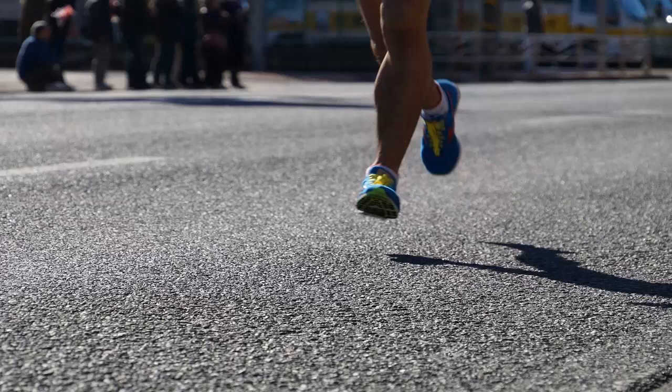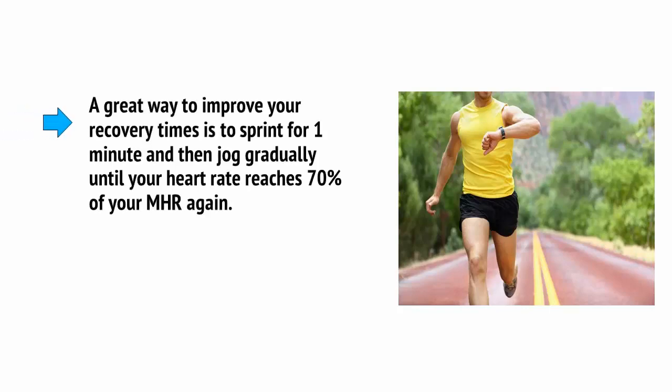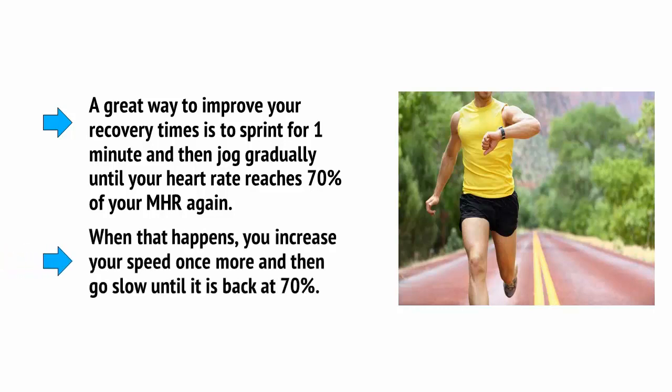You can just as easily train so you switch speeds depending on the distance, or so that you watch your heart rate. For example, a great way to improve your recovery times is to sprint for 1 minute and then jog gradually until your heart rate reaches 70% of your MHR again. When that happens, you increase your speed once more and then go slow until it's back at 70%.